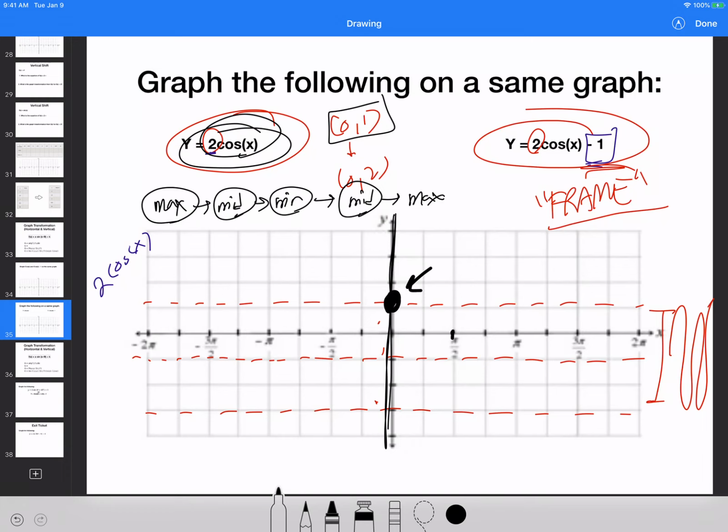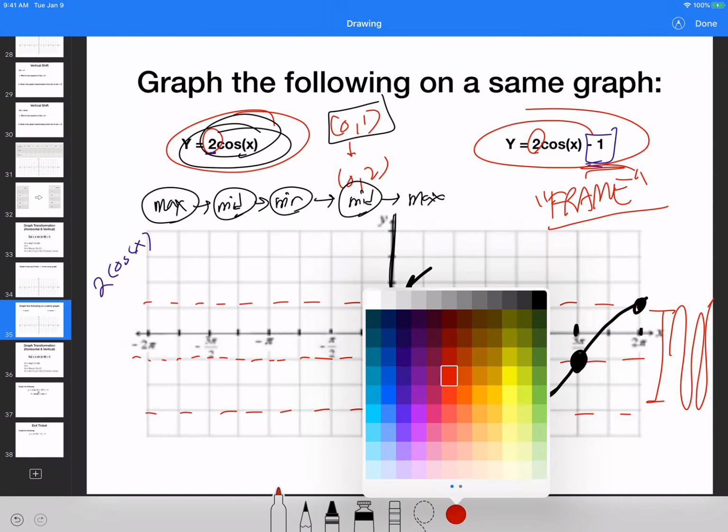Then at pi over 2, which is your next sequence, it's going to go to middle. Next sequence, which is at pi, it goes down to minimum. 3 pi over 2, middle. And at 2 pi, which completes one cycle, that's going to be maximum. So this is going to be the wave.